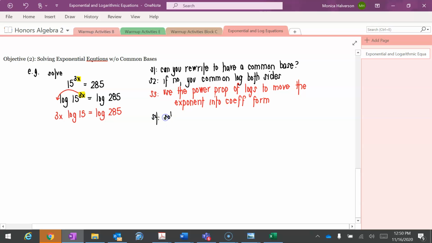So now we're going to solve for x. All right. We're going to divide by log 15 on both sides. And this is going to require the use of a calculator. And we're going to get 3x equals, and you're going to plug this into your calculator. Okay, so log 285 divided by log 15.